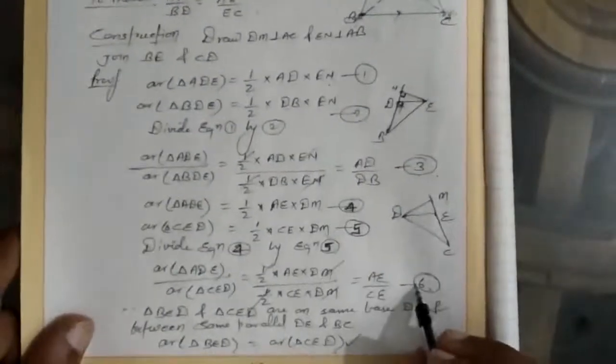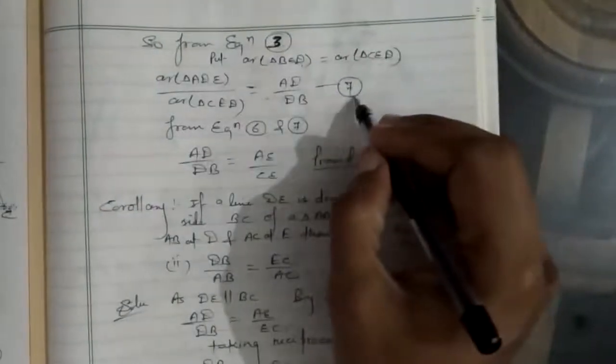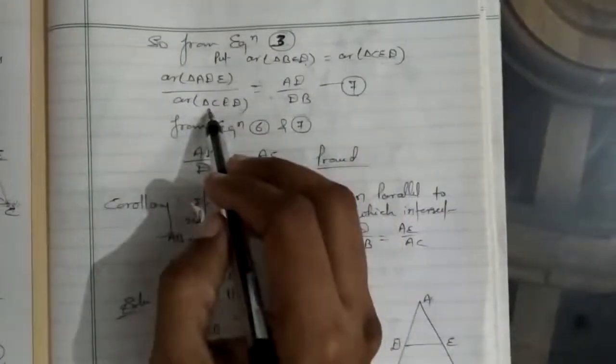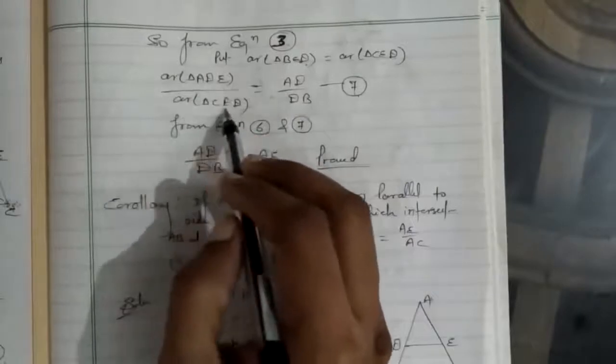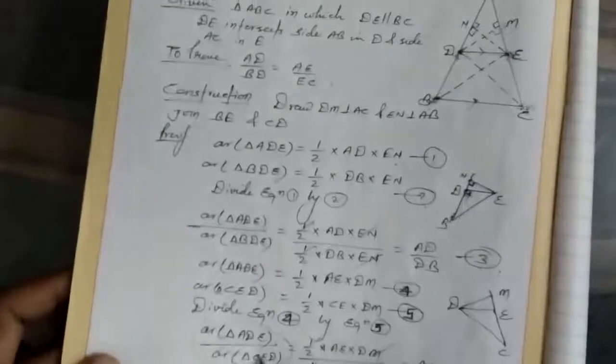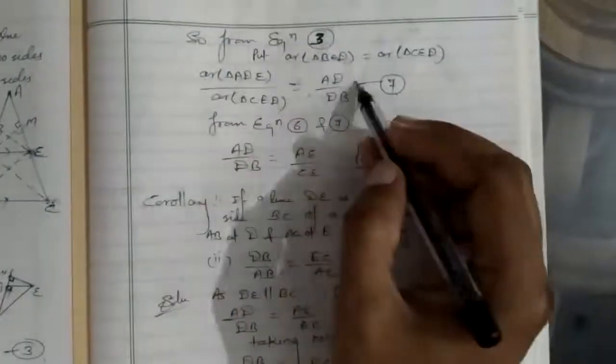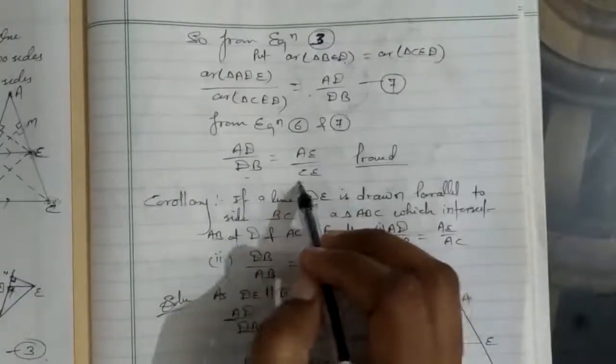From 6 and 7, this is equation 6 and this is equation 7. See this term: both the terms are the same, area of triangle ADE upon area of triangle CED. Fine. Here also the same thing. So this is equal to AE upon CE, and this is equal to AD upon BD. So these ratios will be equal. AD upon DB equal to AE upon EC. This is your proof. This is the BPT theorem.